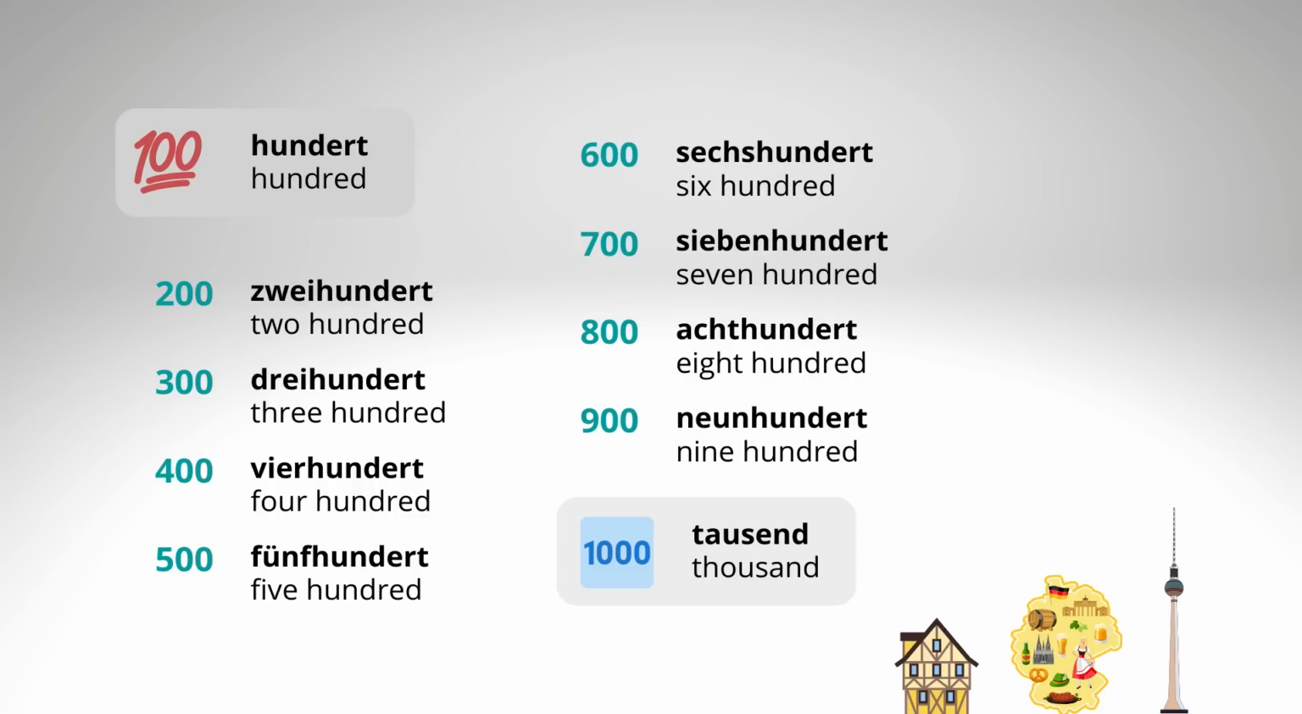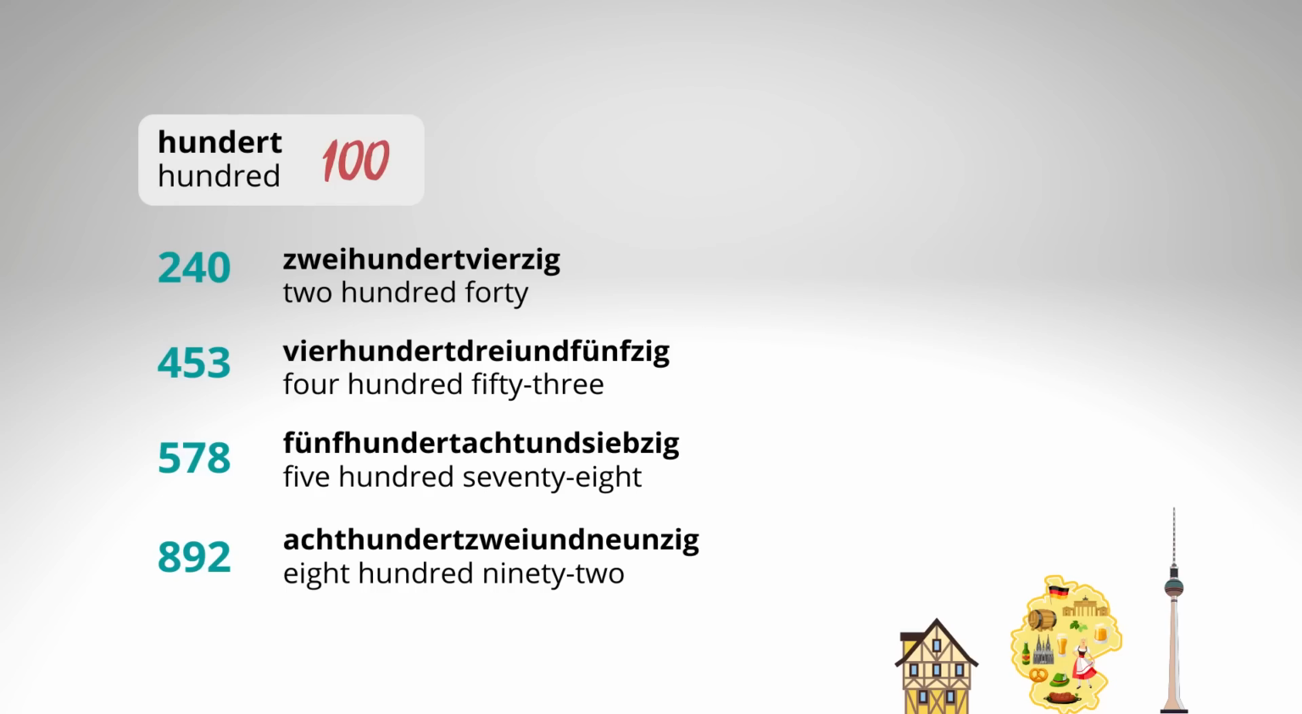As I already mentioned, if you know the multiples of 100, everything else remains the same. And that way we can form all of the German numbers between 101 and 999. Here are some examples. If for example we wanted to convert the number 240 into German, we would first translate 200, and then we would add the German term for 40. So all in all, we have 240.